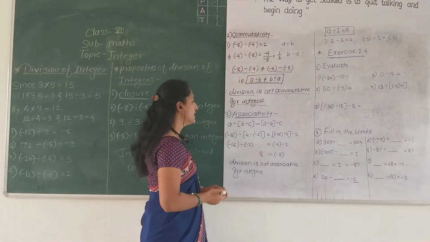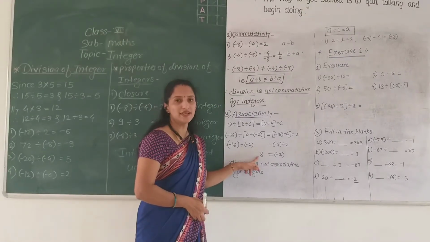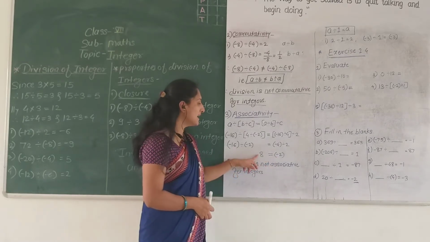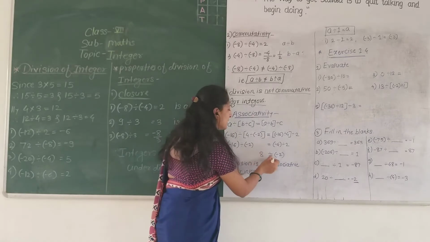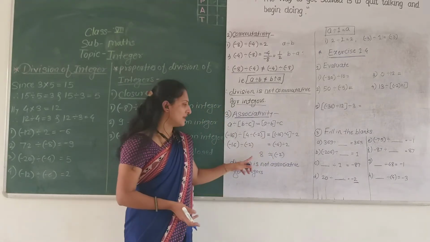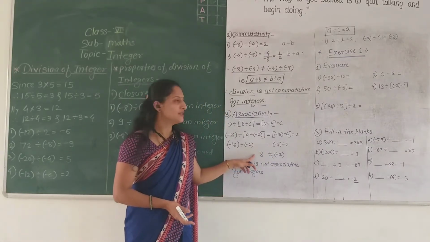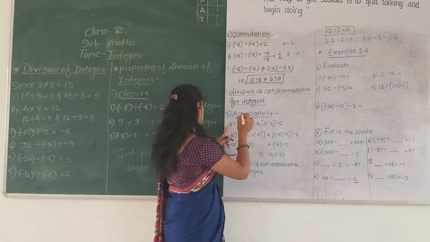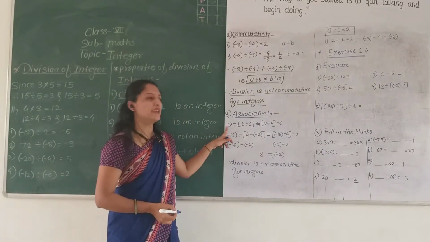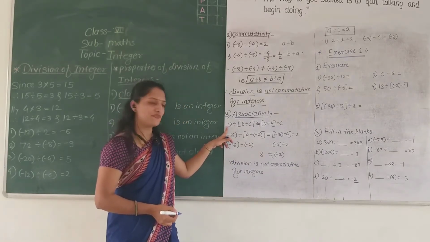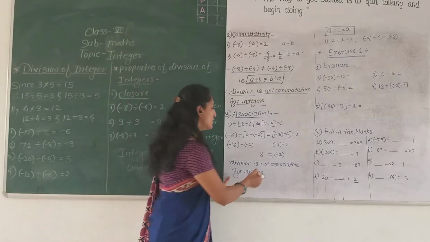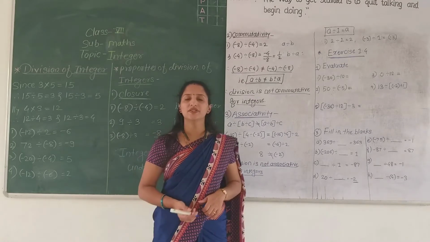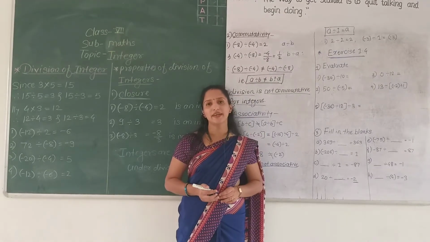So look here, on the LHS we get the answer 8, and on the RHS there is 2. That means 8 is not equal to 2, right? Is 8 equal to 2? No. That means a divided by (b divided by c) is not equal to (a divided by b) divided by c. So division is not associative for integers.